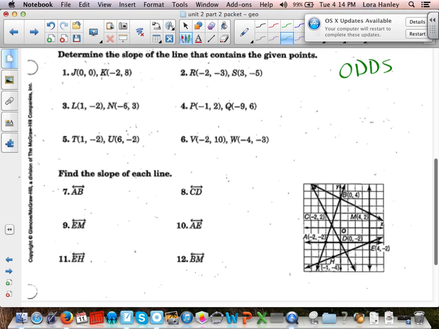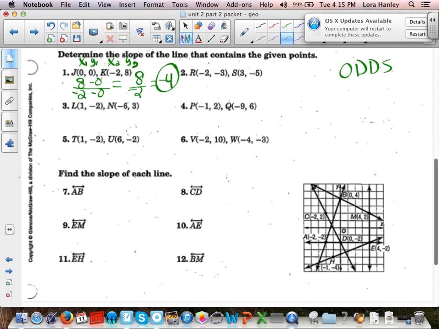If we're just given 2 points, we want to use our slope formula. So what I always do first is label those points: x1, y1, x2, y2. Then we're just substituting those into the formula. So y2 minus y1 is 8 minus 0, divided by x2 minus x1, negative 2 minus 0. Now simplify your numerator and denominator. 8 minus 0 is 8. Negative 2 minus 0 is negative 2. So this results in a slope of negative 4.